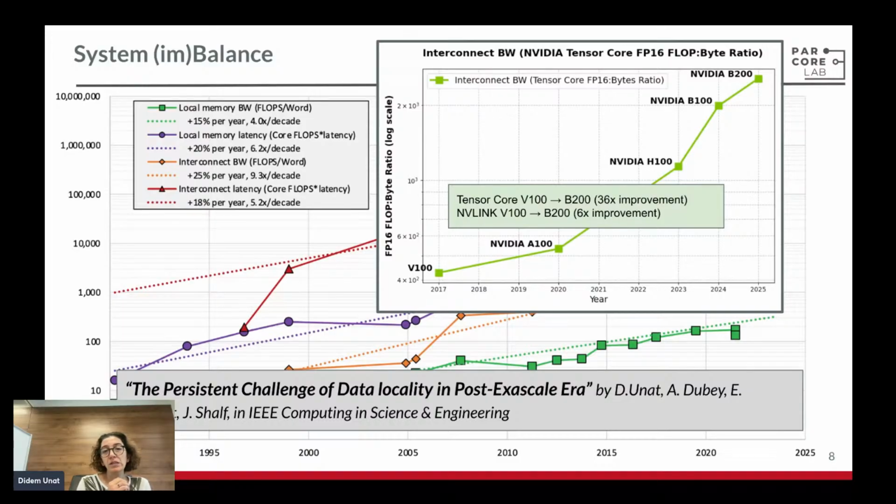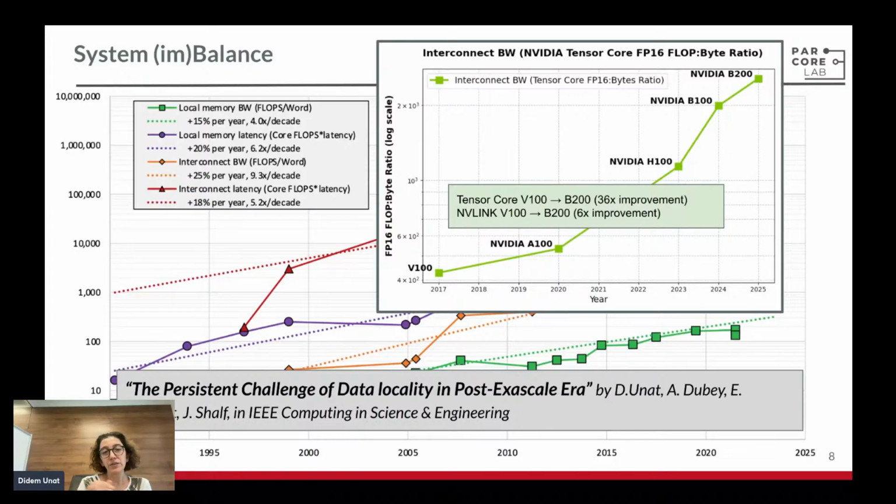Over the years, starting from V100 to B200, in less than 10 years, Tensor Core going from Volta to Blackwell, there's a 36x improvement in performance. But bandwidth, even though it doubles its performance every year, only improved 6x over the years. So this is also an example of the widening gap between compute versus data movement speed.